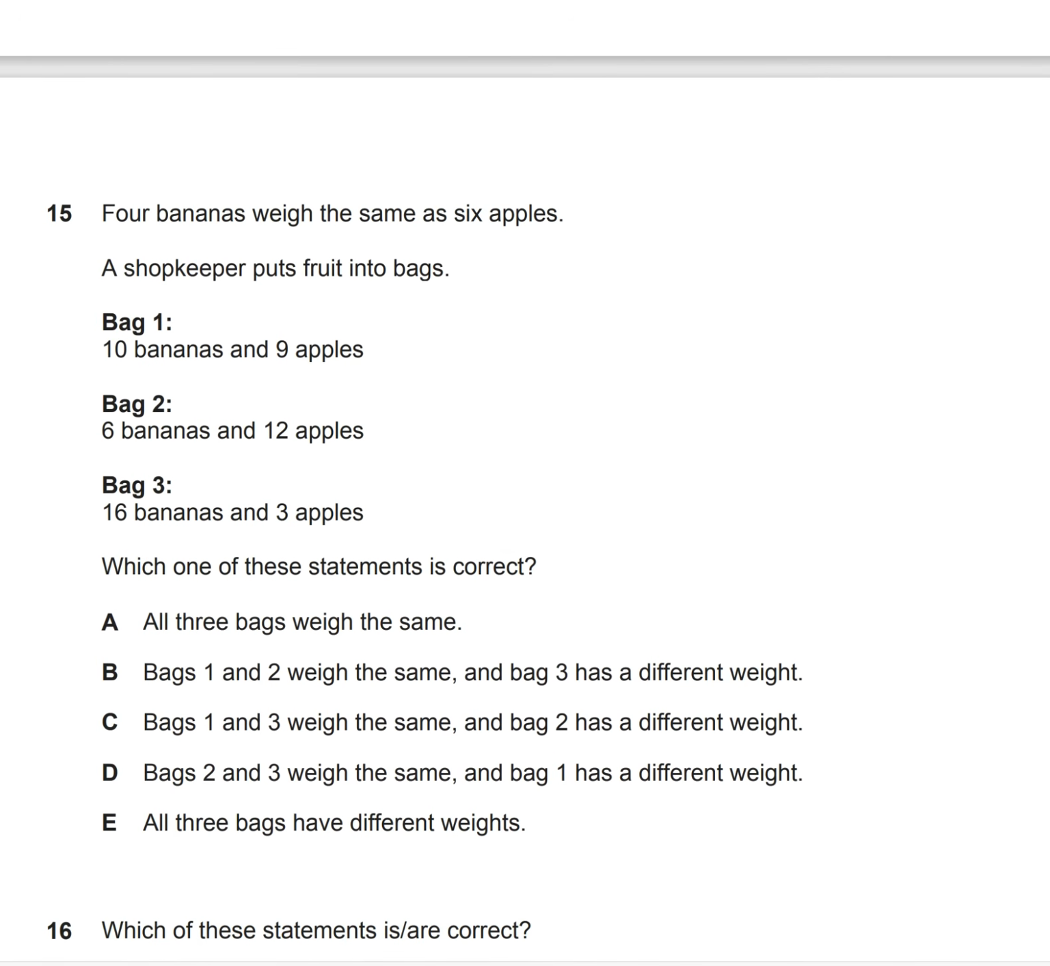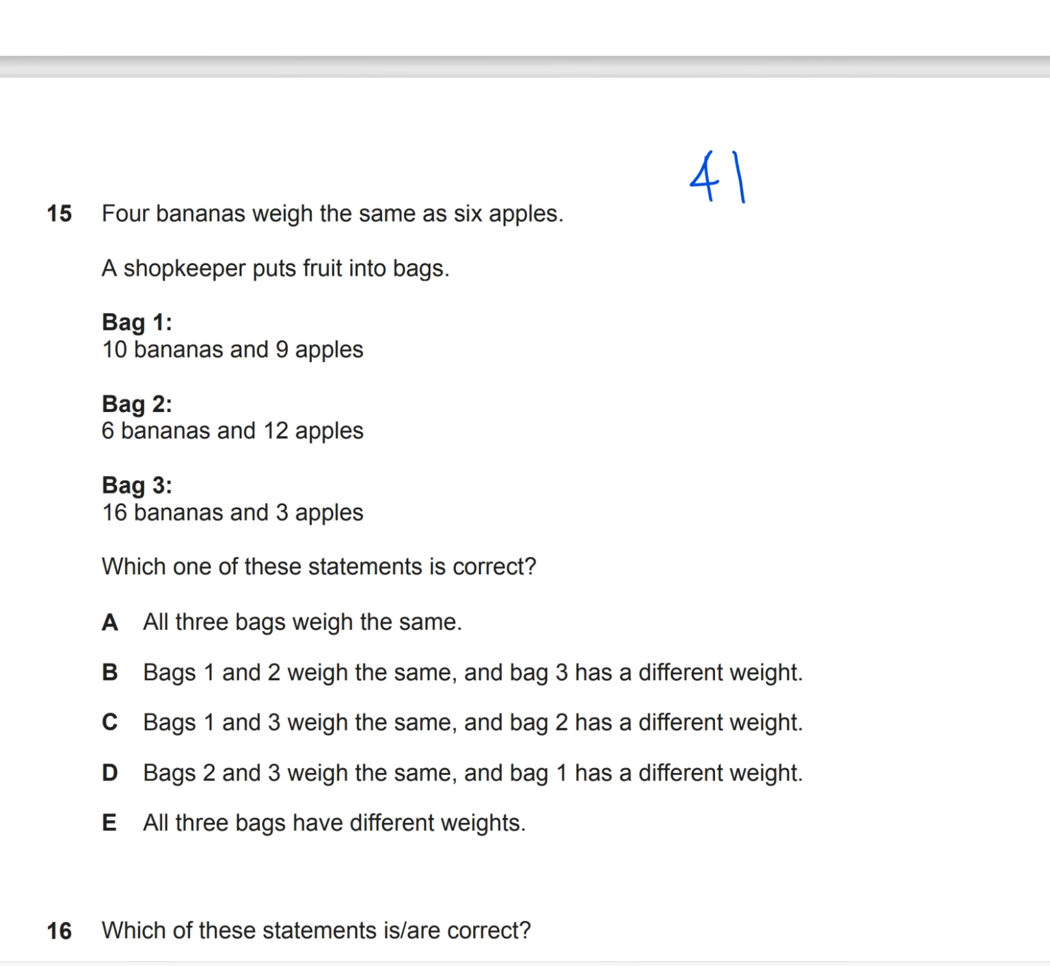Okay, 15. 4 bananas weigh the same as 6 apples. A shopkeeper puts fruits into bags. Bag 1 has 10 bananas, 9 apples. Bag 2 has 6 bananas, 12 apples. And bag 3 has 16 bananas and 3 apples. Which of the following is correct?